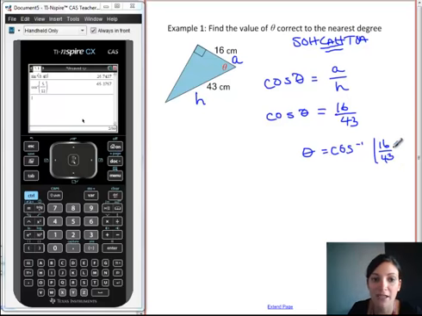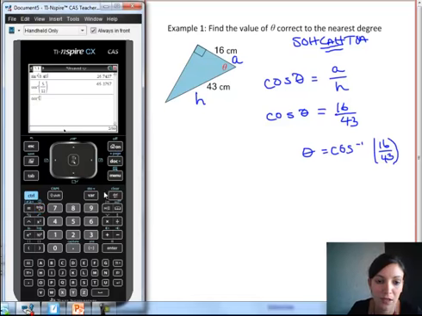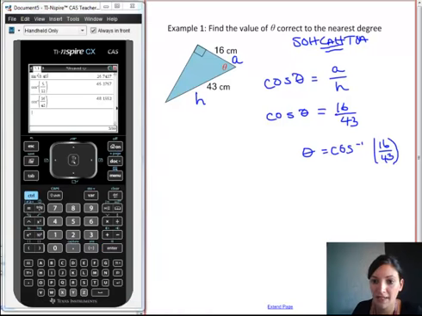Okay, so putting that into my calculator, inverse cos of 16 over 43, Control Enter, and I get 68.1552, so rounded to the nearest degree, I would get theta is equal to 68 degrees. Okay, and that's it. We're going to do one more example. That is a word problem, and then you can try the problems on your own.